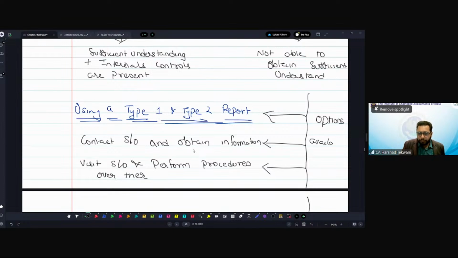Sir, these type 1 and type 2 reports have to be issued by the auditor and included in the independent auditor's report. Sorry, can you repeat your question? These type 1 or type 2 reports have to be included by auditors in the independent auditor's report. No. It is for internal purpose.